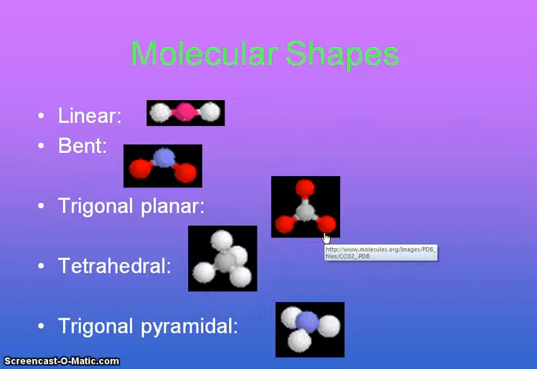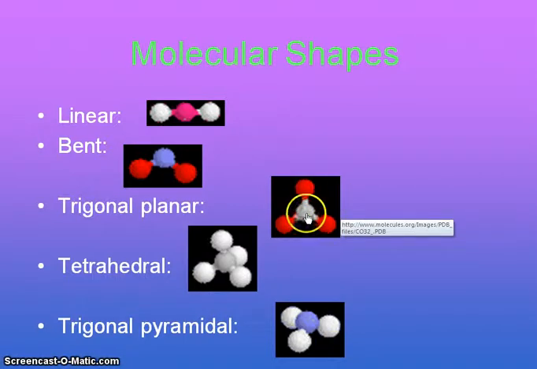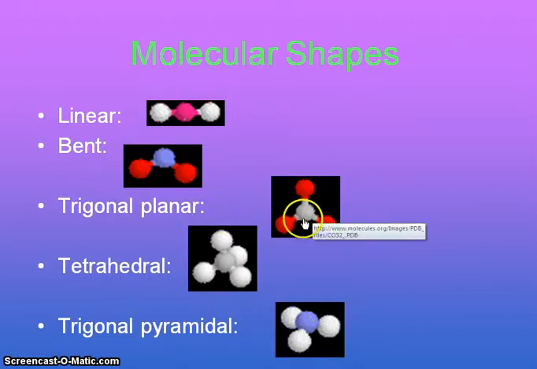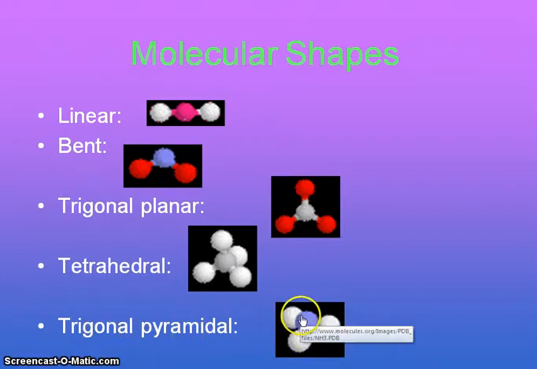That one is going to be distinguished from trigonal pyramidal by whether or not there's a lone pair of electrons on the central atom. With trigonal planar, you do not have a lone pair of electrons on this middle atom. With trigonal pyramidal, the central atom has a lone pair of electrons that's going to push down the bonds of the three other elements that are attached to the central atom and force it into a pyramid shape.